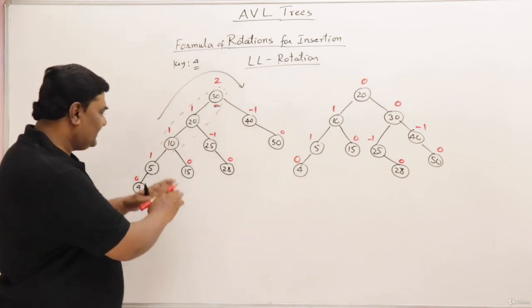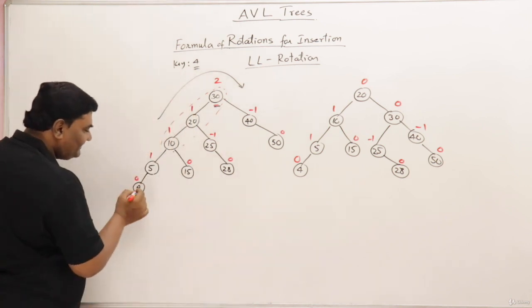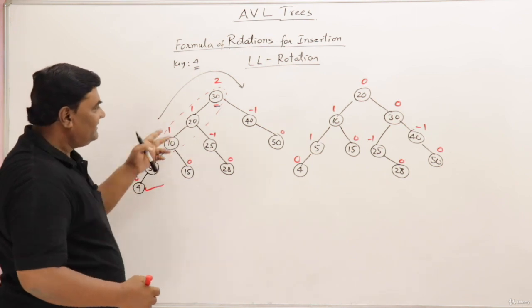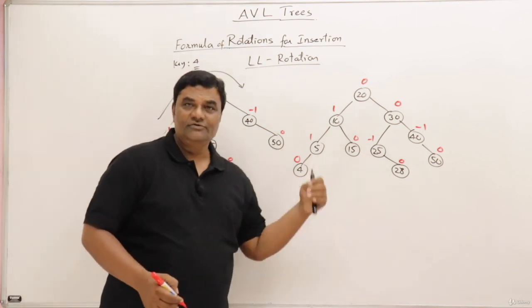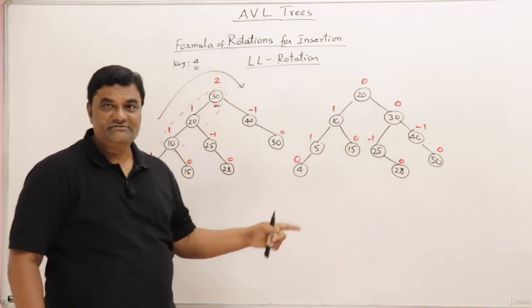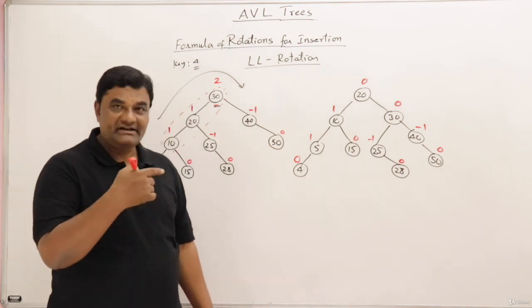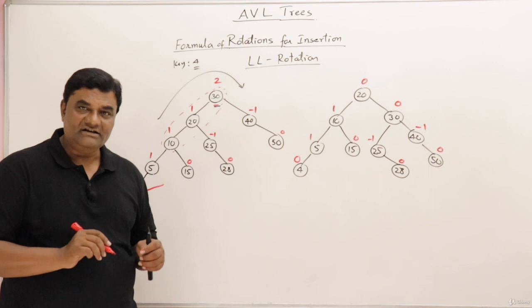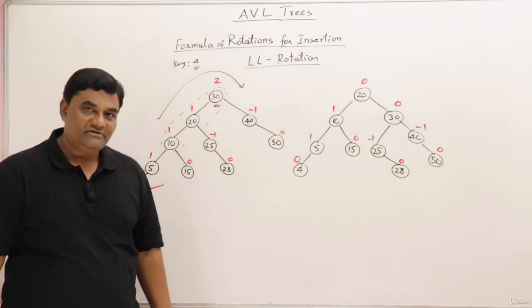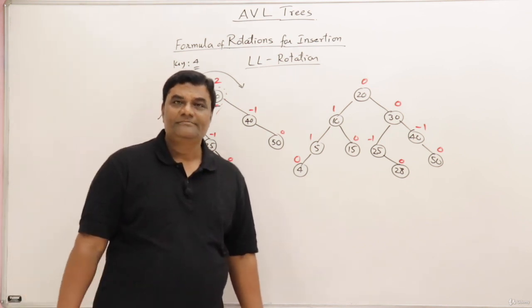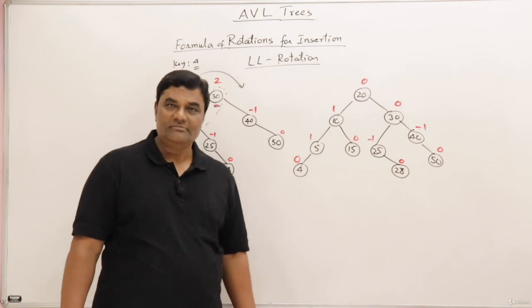So I have given you an example without 4, then I inserted 4, then it became imbalanced, then I showed you how to use LL rotation for balancing. You must practice this by yourself. Watch this video again, pause it and do it by yourself. Next I will show you the LR rotation formula.